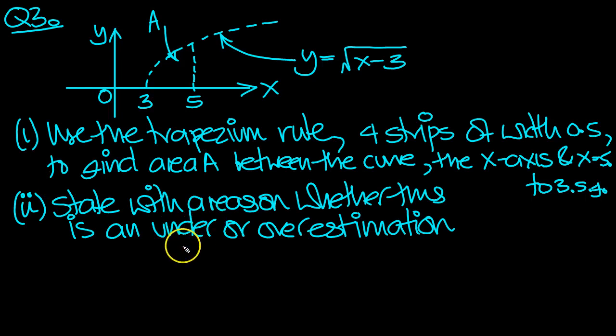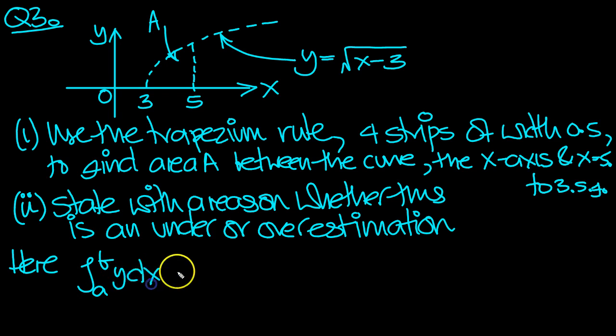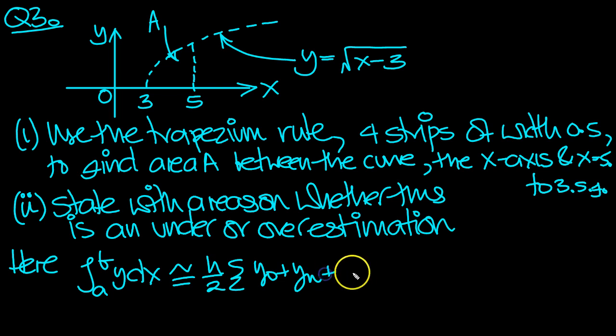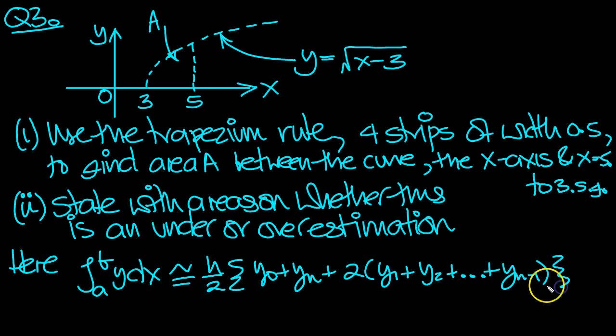So let's have a look at this then. We need the trapezium rule, don't we? So let's get that down. Here, the integral between a and b of y dx is approximately equal to, using the formula, h over 2, then y0 plus yn, plus 2 lots of all the values in between: y1 plus y2 plus dot dot dot plus y of n minus 1, close brace, and the value of h is equal to b minus a over n.